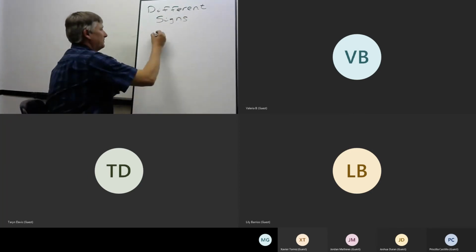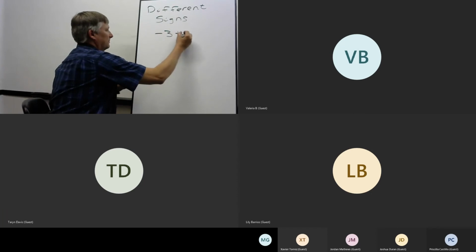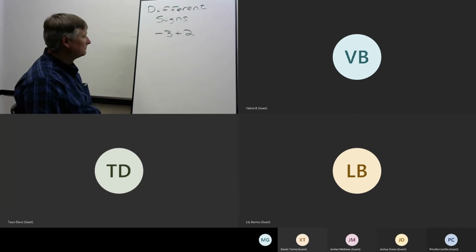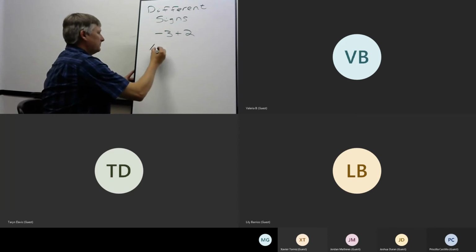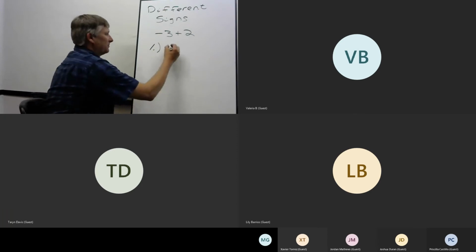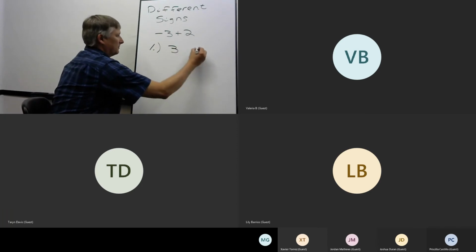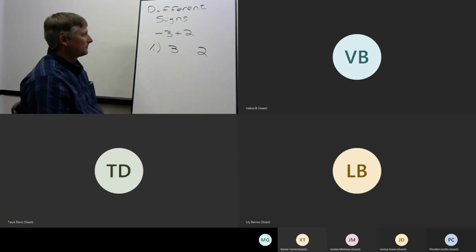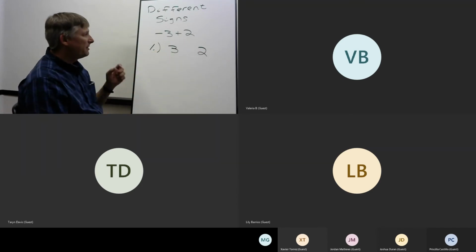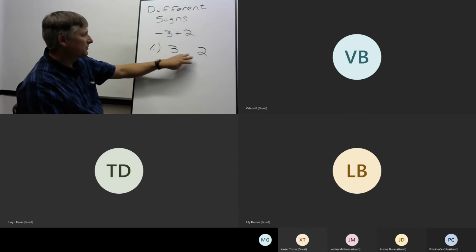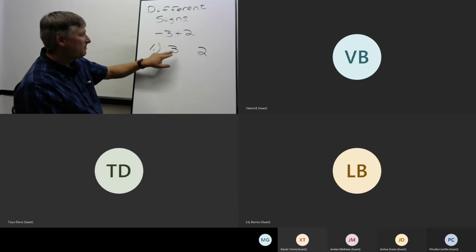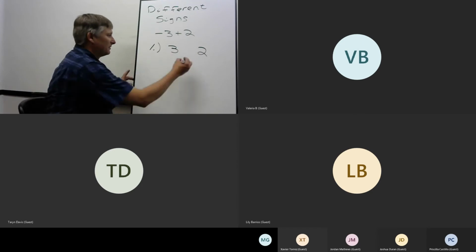So let's say we have -3 plus 2. Well, first off, what we do is we take the positive versions of these numbers. Now this one's already positive, so we don't have to do too much work here. But then once we come up with the positive versions, we subtract the smaller positive from the bigger positive.